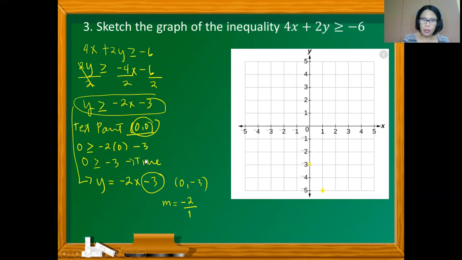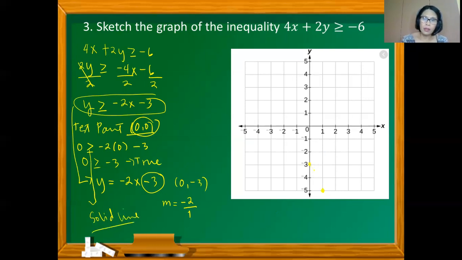this true statement. And then temporarily, we change this to equality to assign 2 points because 2 points determine a line. Since this is in slope-intercept form, the constant term is the y-intercept and the coordinate for that is 0, negative 3. We located another point by considering the slope. So from the y-intercept, we moved down by 2 units and then we run by 1 unit as described by the slope. And then we will connect the 2 points using a solid line since the inequality has an equal symbol.